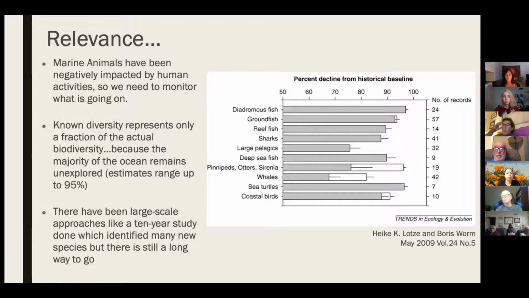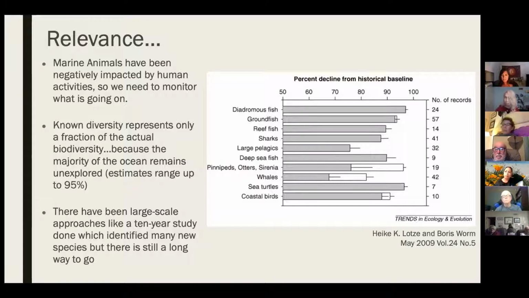But from what we do know, as you can see in the chart that she included there, we have almost, let's see, at least 90% reduction from historical baseline in all of the groups of marine animals that we have records for. And so that bar there shows how many records we have for each of these groups, again, from historical things that were collected from fishermen and previous marine scientists.